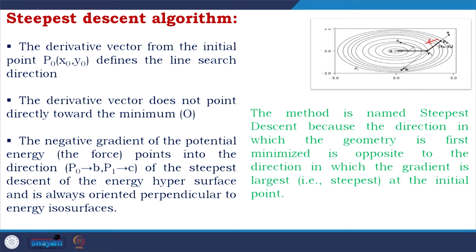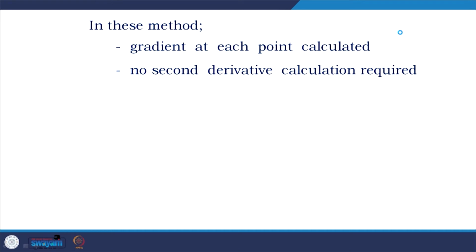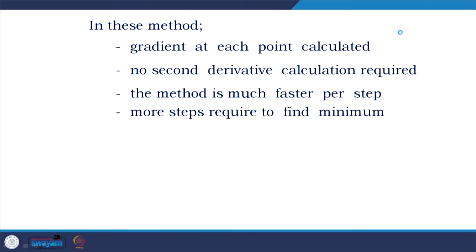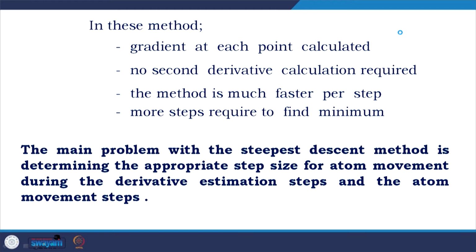The method is named steepest descent because the direction in which the geometry is first minimized is opposite to the direction in which the gradient is largest, or steepest, at the initial point. In this method, the gradient at each point is calculated, and no second derivative calculation is required. The method is much faster per step, but more steps are required to find the minimum. The main problem with the steepest descent method is determining the appropriate step size for atom movement during the derivative estimation steps and the atom movement steps.